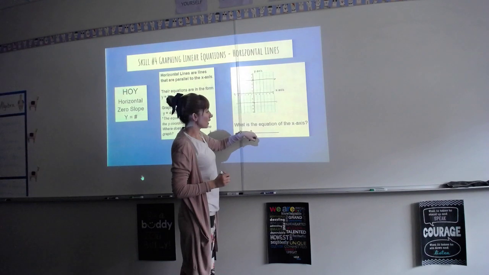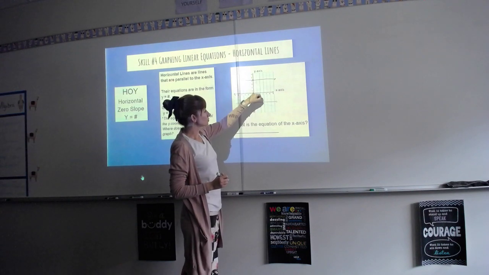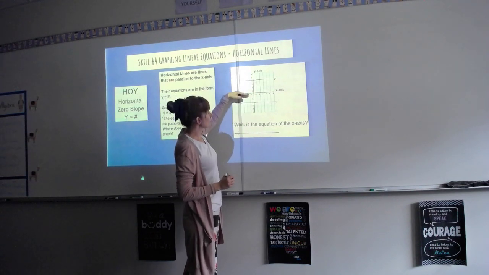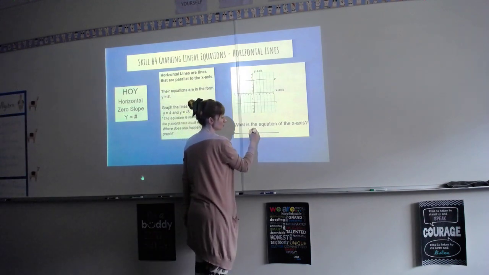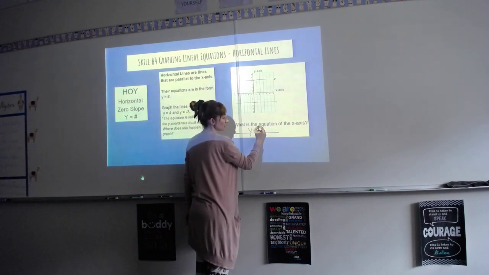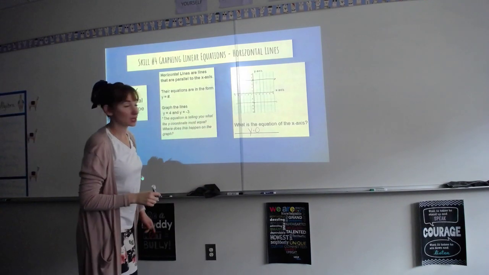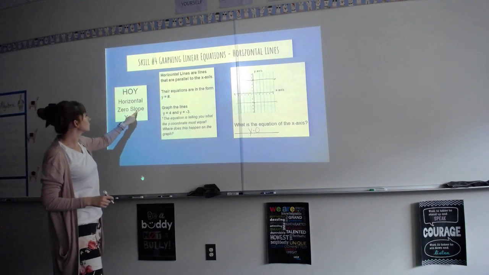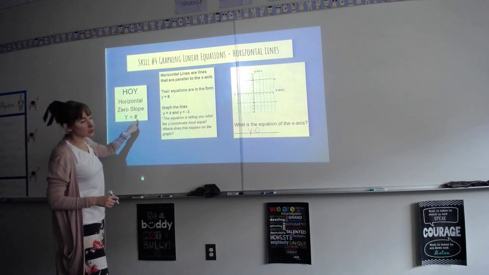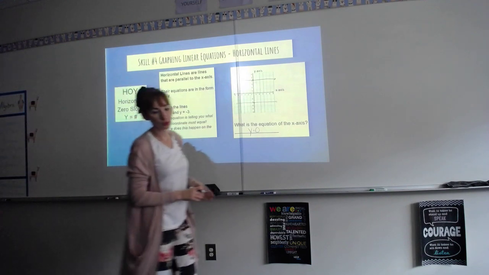So what is the equation of the x-axis? What's our y-coordinate here? 0. So our equation for the x-axis is y equals 0. So just to recap, horizontal, 0 slope, y equals a number.